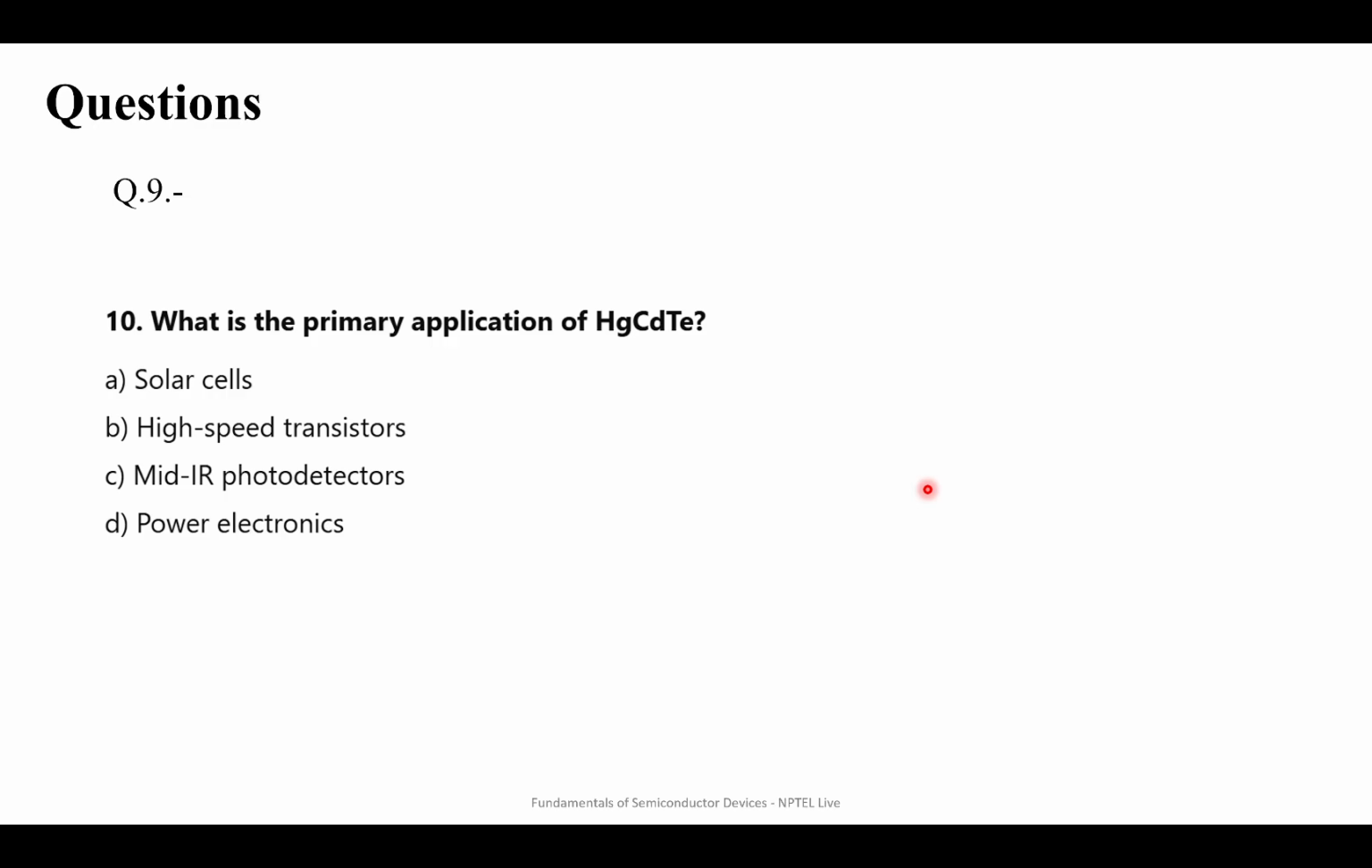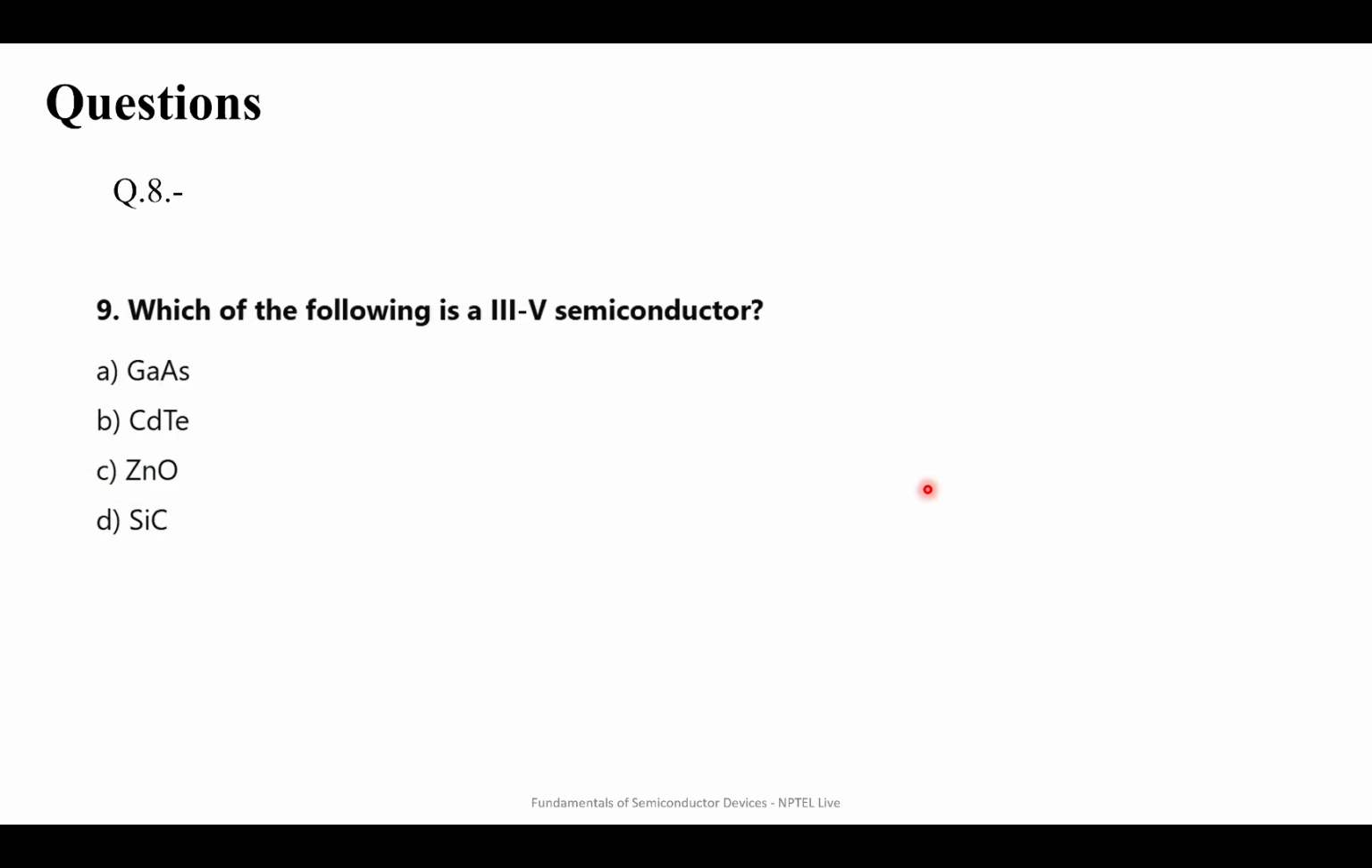Silicon carbide is not a compound semiconductor, right? It is a compound semiconductor. Acha, the average is 4. Okay, okay, sir. Okay.